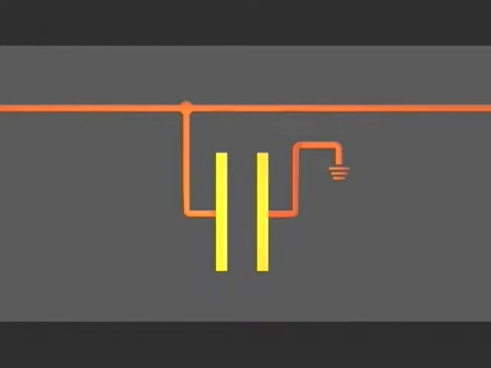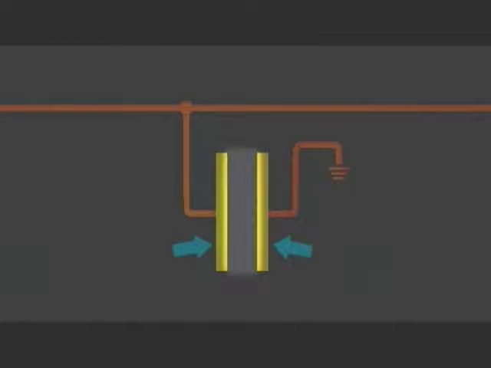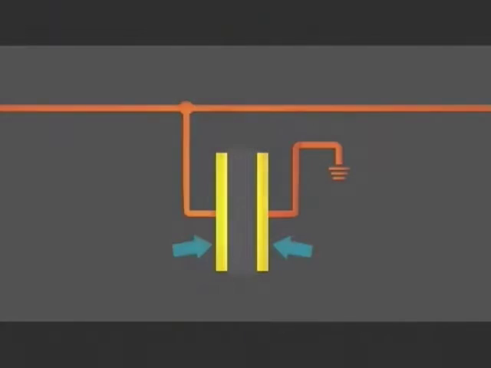In this simplified illustration, we can see the basic parts of a capacitor. They consist of two parallel metallic plates separated by an insulating medium. In this case, air. In this example, one plate is connected to the line. The other is connected to the ground.